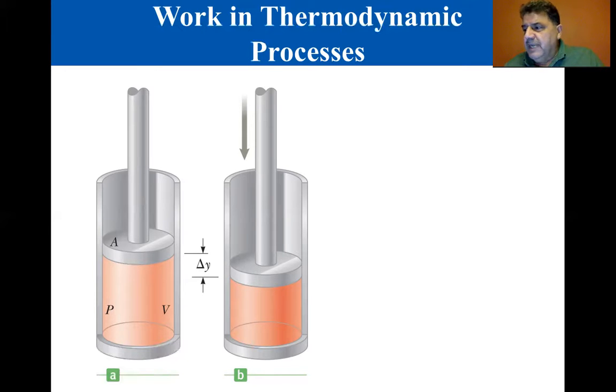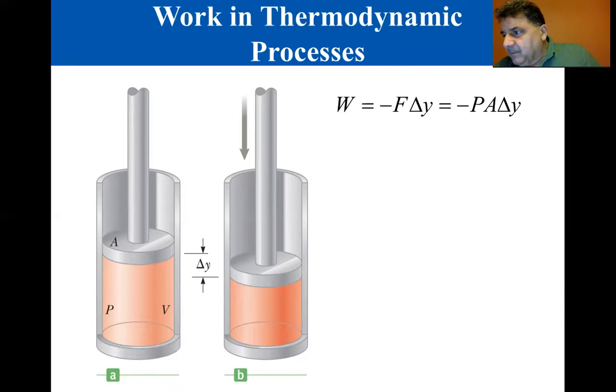As the piston is pushed downward by an external force F through a displacement delta Y, as shown in the right-hand figure, the work done on the gas is given by this equation. The work is equal to minus F delta Y equals minus PA delta Y. So the force is the pressure times the area. The magnitude F of the external force is equal to PA. This is possible because the pressure is the same everywhere in the system. Notice that if the piston is pushed downward, delta Y is negative. So we need an explicit negative sign in the expression for W to make the work positive. The change in volume of the gas is delta V equals A delta Y. So we can write the work equation as shown here.